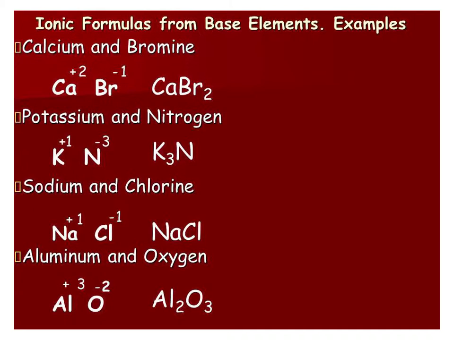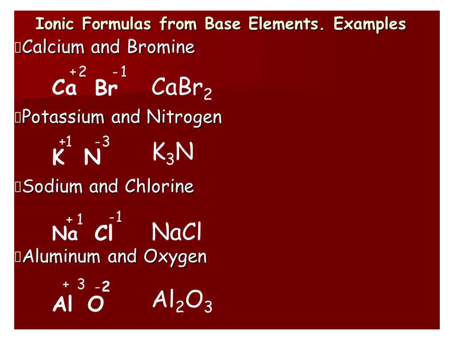Okay, so let's see how this works using our rules, right? So we're going to now use the names and create the formula. So ionic formulas from base elements, examples. So my first element is calcium, and my second element is bromine. So calcium is going to form my cation, bromine is going to form my anion.